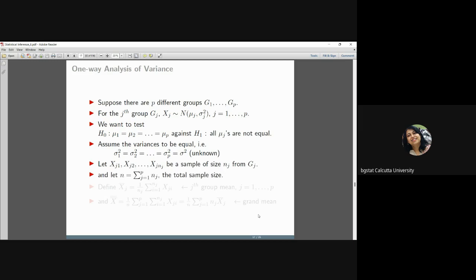So here is my sample from the jth population. Let me assume that it's of size nj. My total sample size, which means the pooled sample size across all the states, is obtained as n1 plus n2 up to np. The test I'm going to do, the name is written on the slide. It's called a one-way analysis of variance.